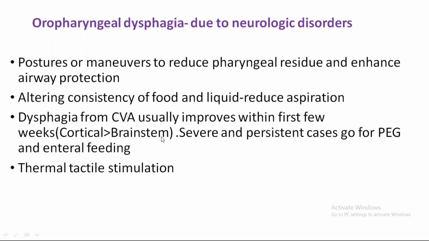Treatment for oropharyngeal dysphagia due to neurogenic disorders. Postures or maneuvers reduce the pharyngeal residue and enhance airway protection. Altering the consistency of food and liquids reduces aspiration. Dysphagia from CVA usually improves within the first few weeks. Cortical dysphagia improves more than brainstem dysphagia. Severe and persistent cases go for percutaneous enteral feeding or enteral feeding.